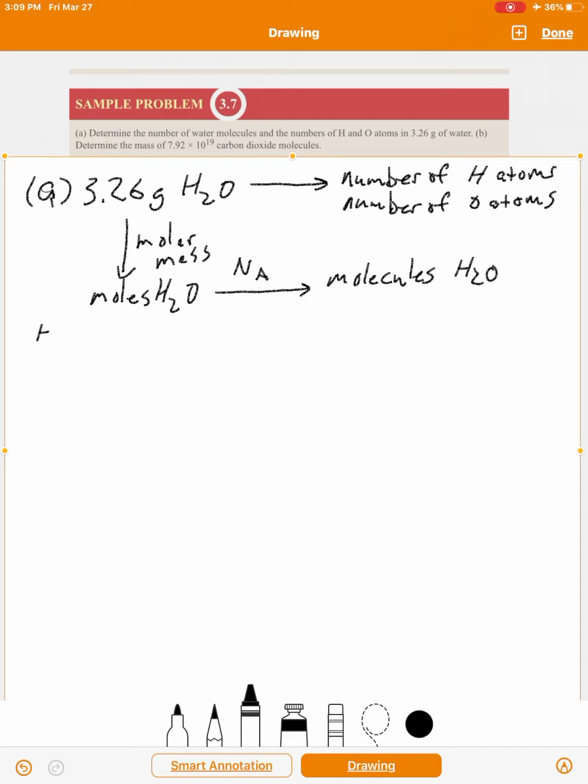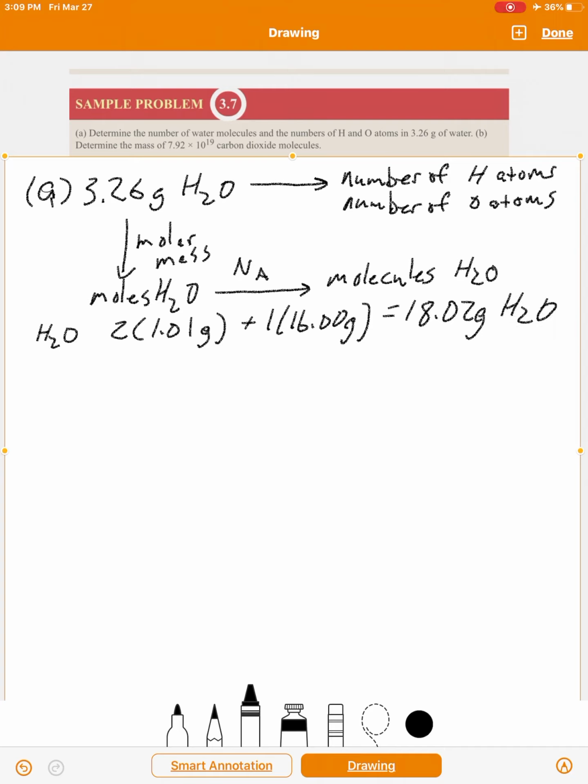First things first, for water, we need to know what its molar mass is. Well, there's 2 hydrogens and 1 oxygen. So the molar mass would be 18.02. Where did I get that number? I got those numbers, 1.01 and 16.00, from the periodic table. Then I used the chemical formula of water, H2O, to figure out that that would be 18.02 grams. So now we have the molar mass of water. So I'm going to write it down as 1 mole of water equals 18.02 grams of water. Okay, now that we've got that, let's do the conversion.